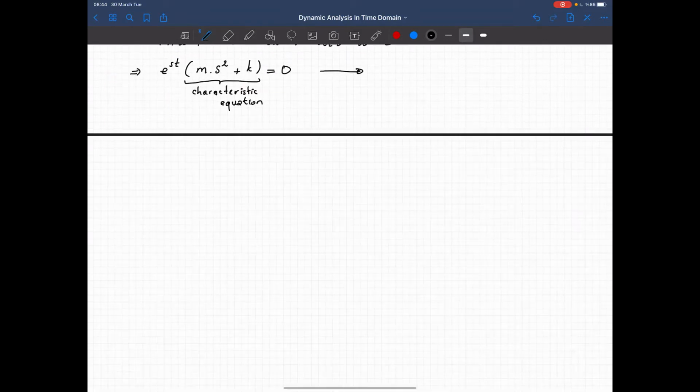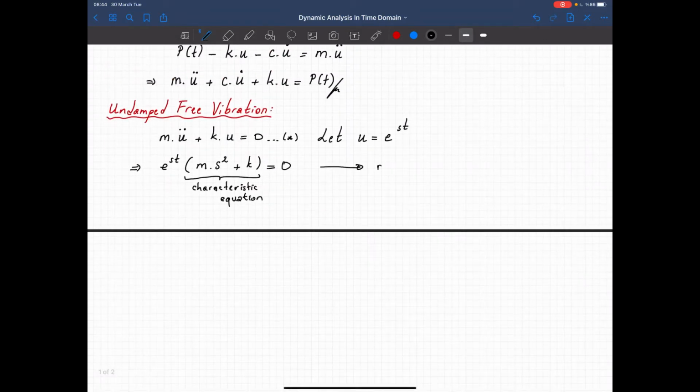So I'm obtaining the following: m s squared plus k must be equal to 0, and from that the roots of this equation, s1 and s2, will be a complex root, plus or minus i square root of k over m, and this is called the natural frequency of the system. And I can just directly write that the roots of that characteristic equation are equal to plus minus i times omega n.